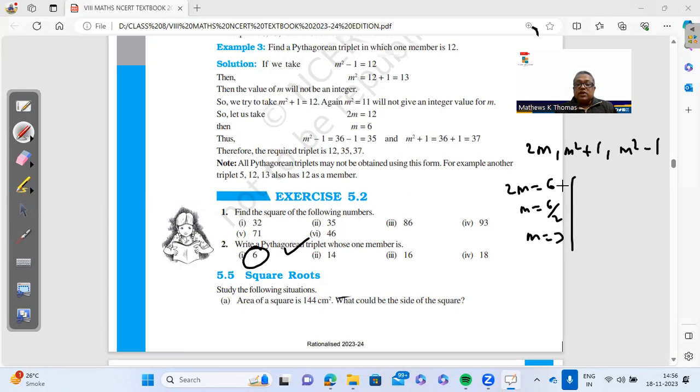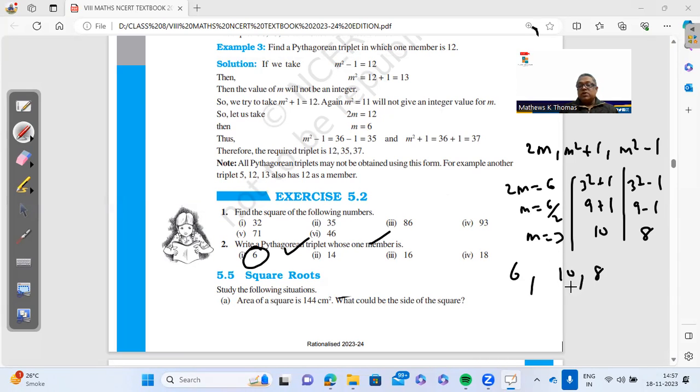And if the question is to find the other members, here one member is given, find the others. So this is going to be 3 square plus 1 and 3 square minus 1. 3 square plus 1 will be 9 plus 1, that is 10. And 3 square minus 1 will be 9 minus 1, that is 8. So one number was already given, 6. The other numbers we have found are 10 and 8. So 6, 8 and 10 are Pythagorean triplets.